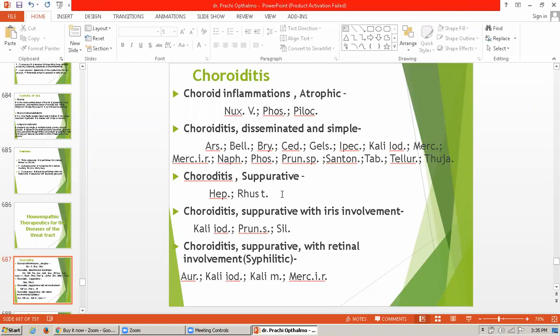When choroiditis is suppurative, that is suppurative inflammation of the choroid, then in that case hepar sulph and rhus tox can be used. And when choroiditis is suppurative with iris involvement, then kali iodide, prunus and silicea are useful. Choroiditis when suppurative with retinal involvement, that is syphilitic, in that case aurum met, kali iodide, kali mur, merc iodum rubrum are used.